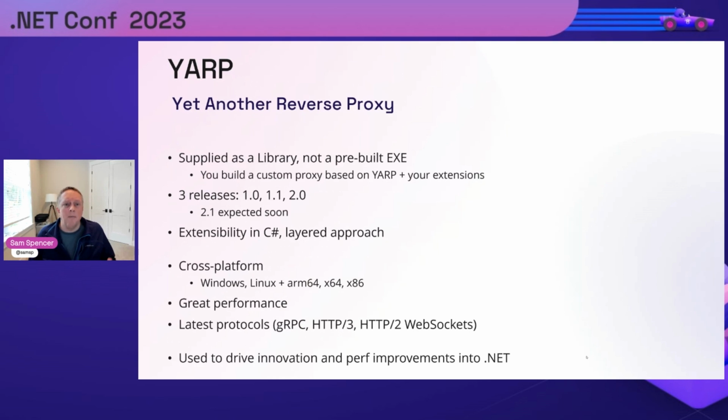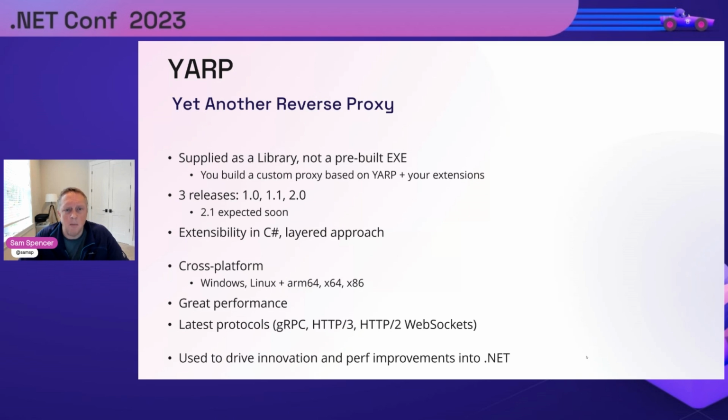So YARP, strange name. It's for yet another reverse proxy. There's kind of an internet meme, maybe it was memes before internet, of calling something yet another. So Yacc, for instance, is yet another compiler compiler, which is a compiler code generator. So how is YARP different from a number of other reverse proxies out there?